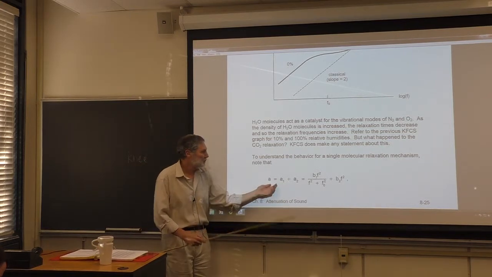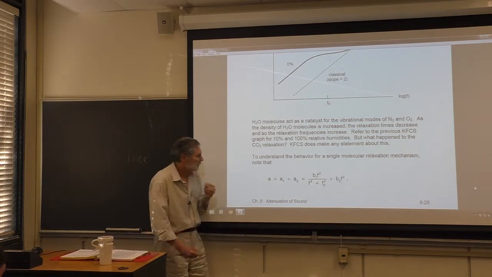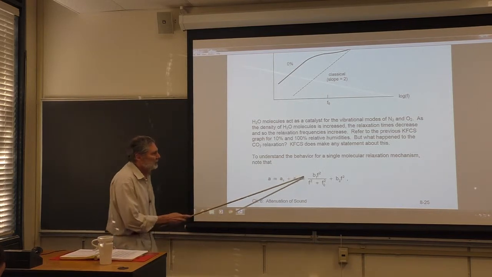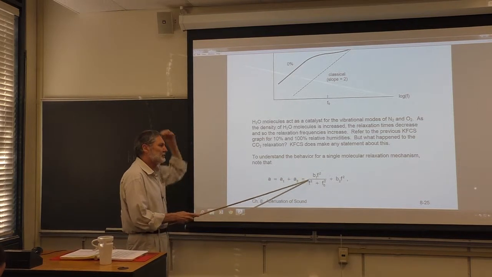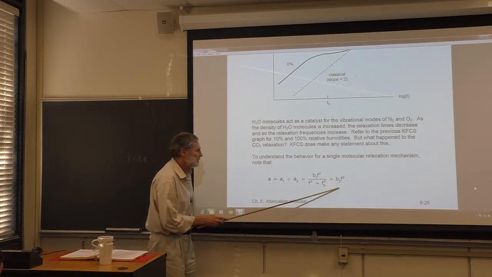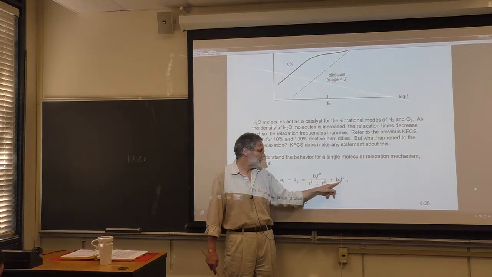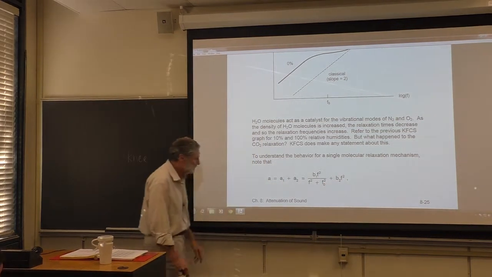Remember, the total absorption coefficient is the sum of the individual absorption coefficients. So we've got this term, which is due to the molecular thermal relaxation. And this is just the simple classical loss, proportional to the square of the frequency, where we know what B2 is.